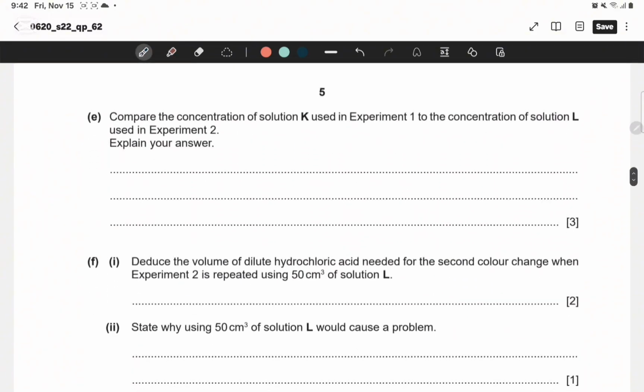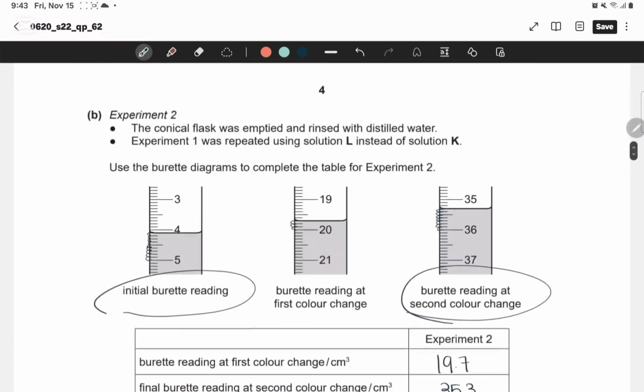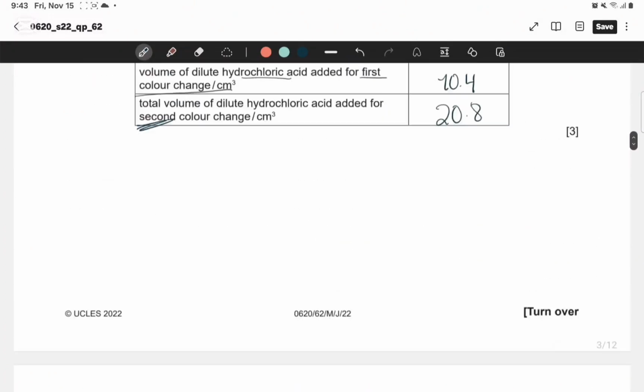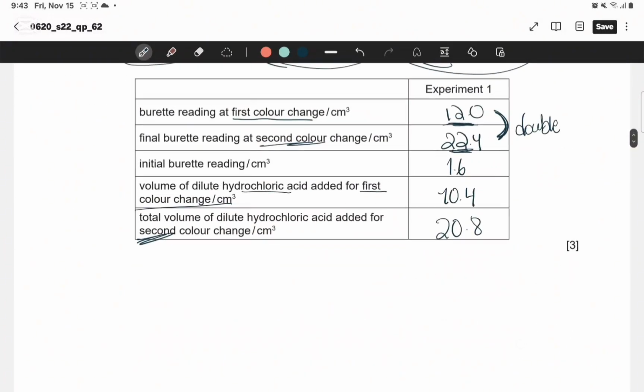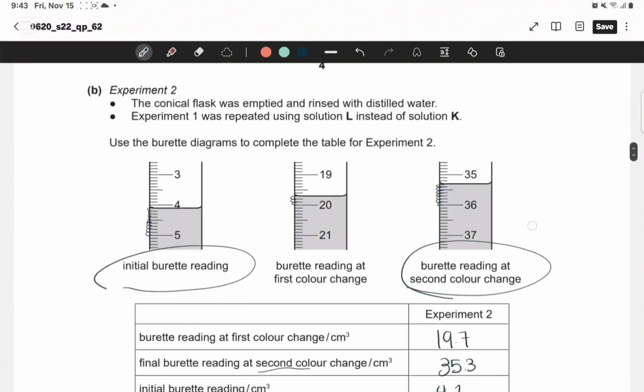Okay, here compare the concentration of solution K using experiment 1 to concentration of solution L using experiment 2. Since it's 3 marks, we're gonna have to say 3 stuff. So let's go back to experiment. We thought that they want experiment 1 to experiment 2. So this is experiment 1 and this is experiment 2.